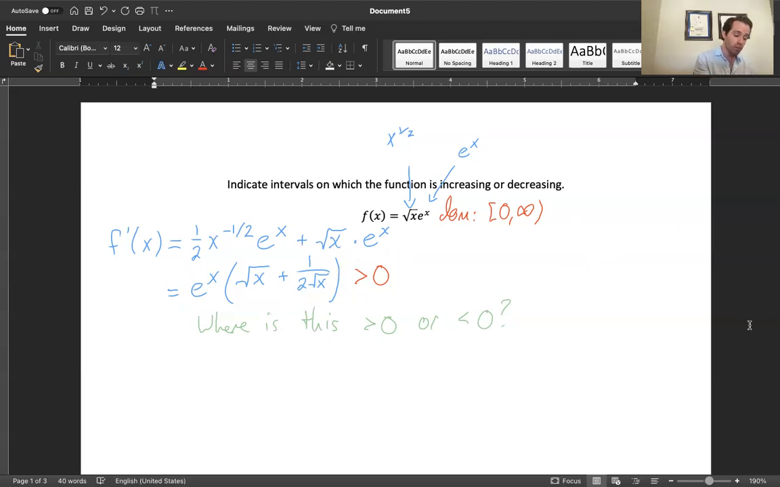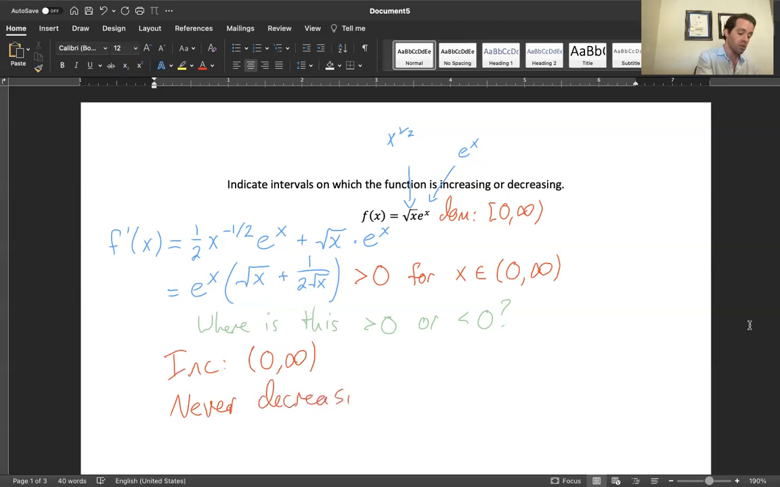So we're going to say that this derivative is greater than 0, and it will be greater than 0 for x in the interval from 0 to infinity, not inclusive. So this derivative is positive on its entire domain, and so this function is increasing on the interval from 0 to infinity, and is never decreasing.